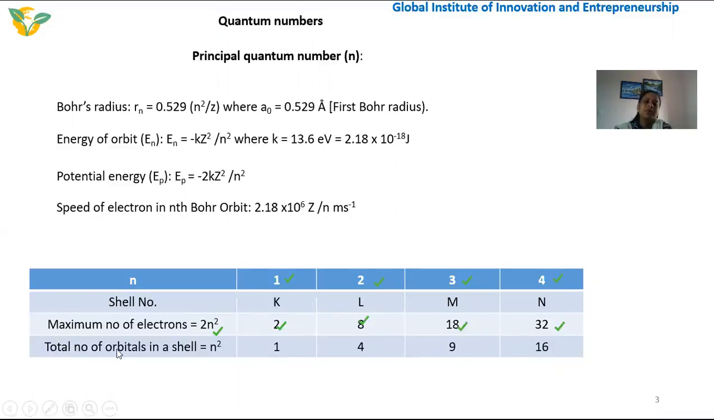The total number of orbitals in the nth shell is also given by n square. So for n equal to 1, K has 1 orbital. For n equal to 2, L has 4 orbitals. For n equal to 3, M has 9 orbitals. And for n equal to 4, N has 16 orbitals. So if we know the value of n, we can calculate the maximum number of electrons as well as the total number of orbitals in an energy level.